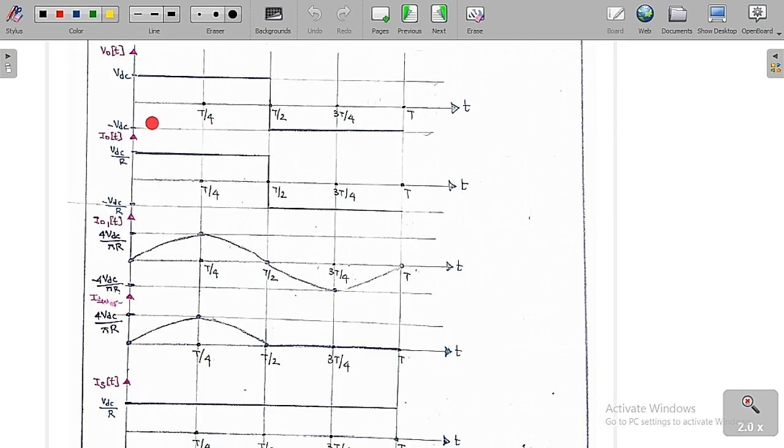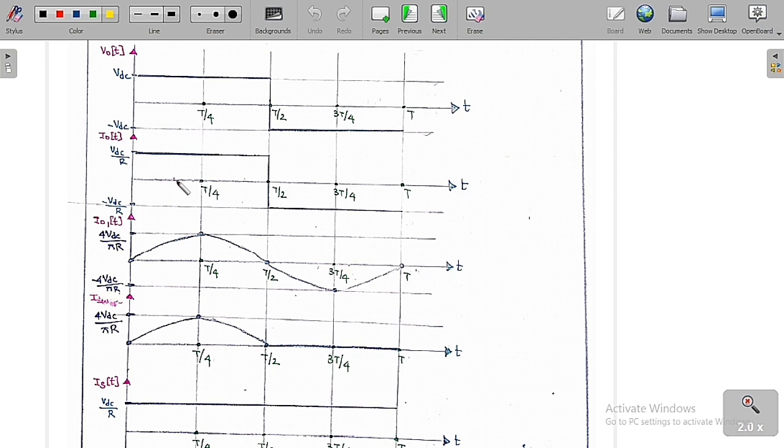Now I have already told you for 0 to T by 2 the output voltage is equal to plus VDC, whereas from T by 2 to T the output voltage is minus VDC. Irrespective of the load, you are going to get this graph only. The only thing that changes based on the load elements is the output current.